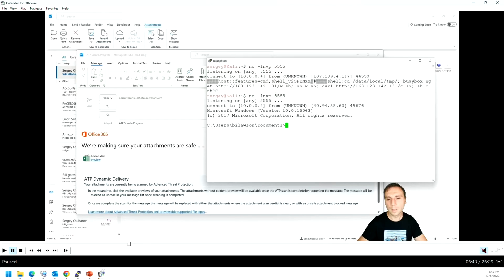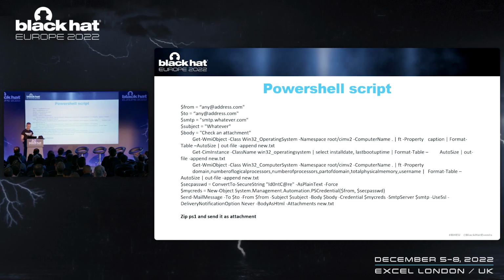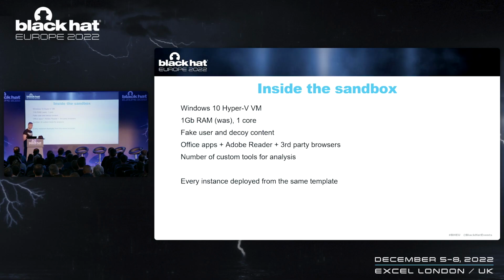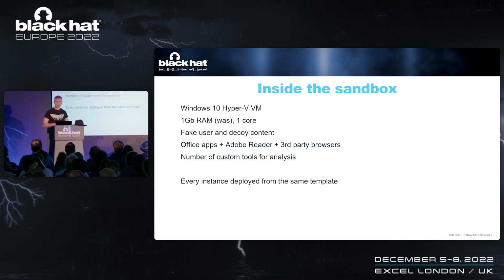Let's take a look at how this machine looks from inside. From inside, it's just a Windows 10 machine. It works on Hyper-V. And it's not really in Azure, because Azure has limitations to deploy those templates. So it's just a machine in Hyper-V, and it's only 1 gig of memory. It used to be. 1 core.